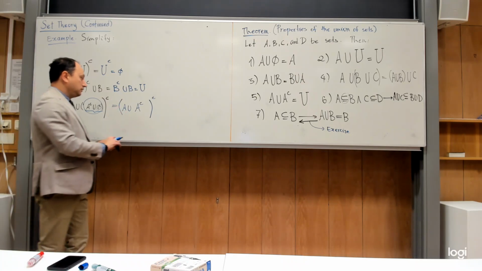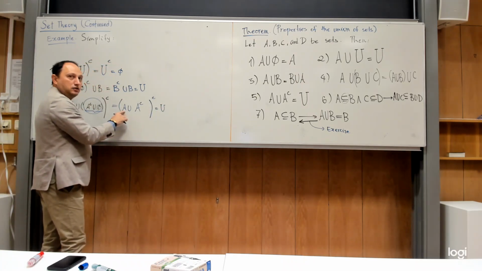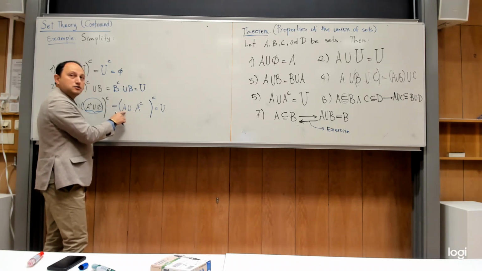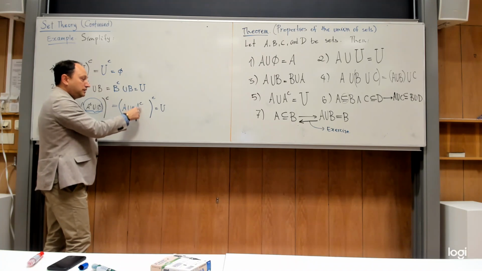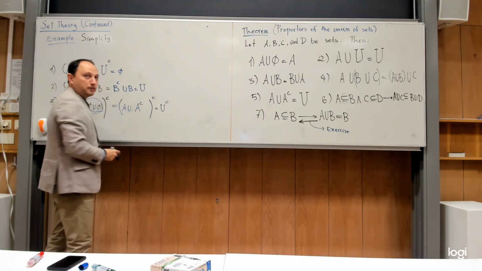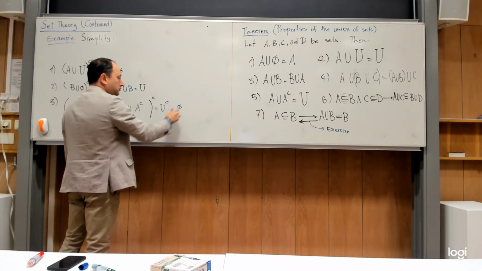Yes, it is the universal set. Do I know something about the set A? No, and I don't need to in this combination. Because whatever A is, when I union it with the complement, it becomes the universal set. But I have a complement left on top. And then we know that U complement is the empty set.